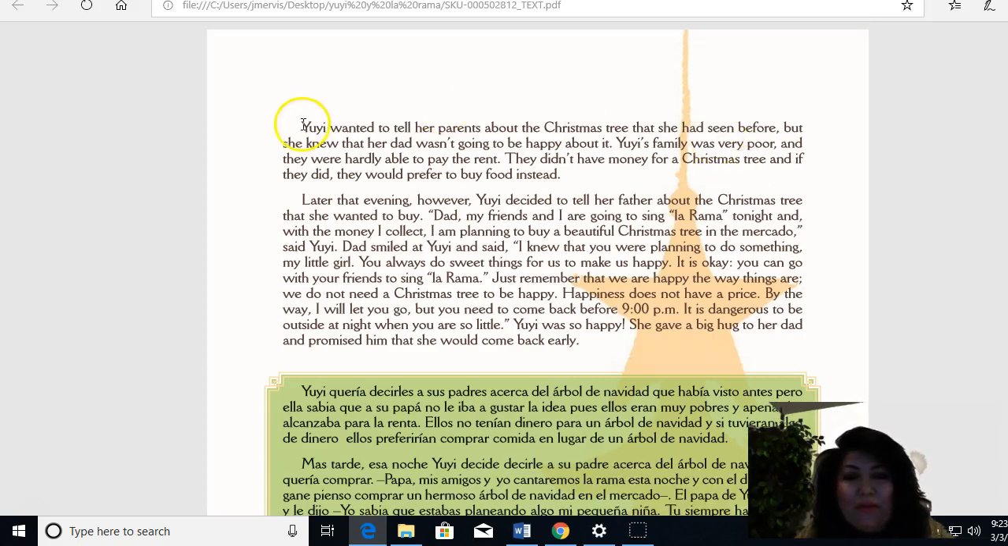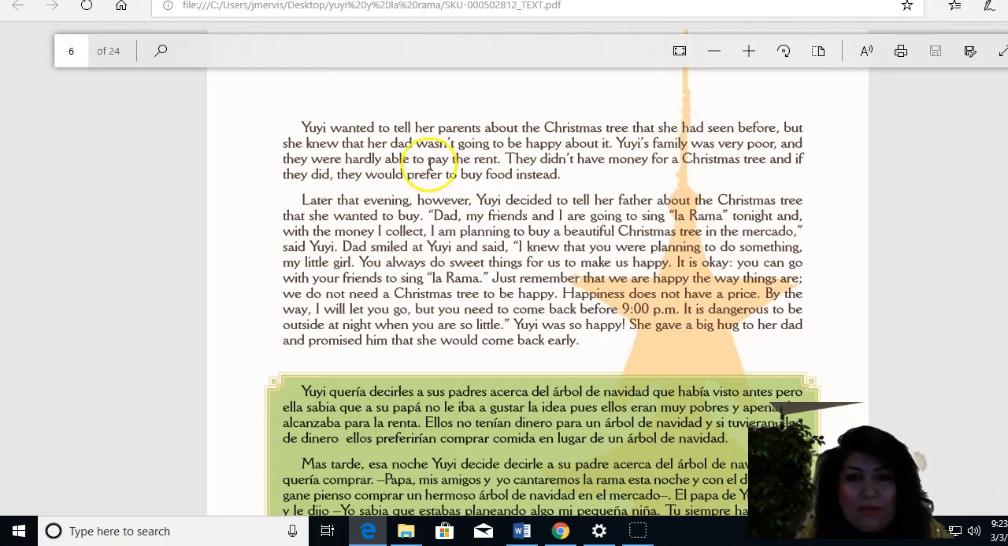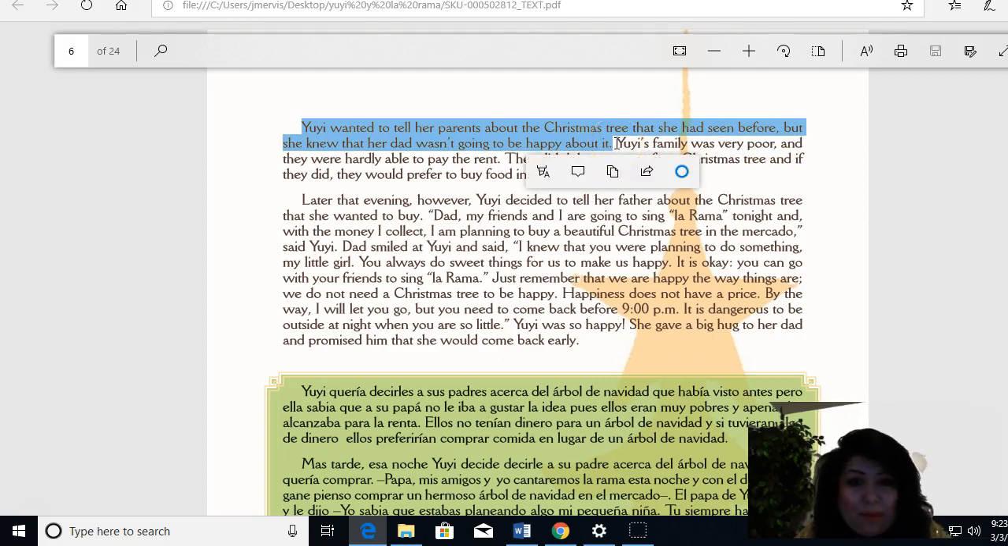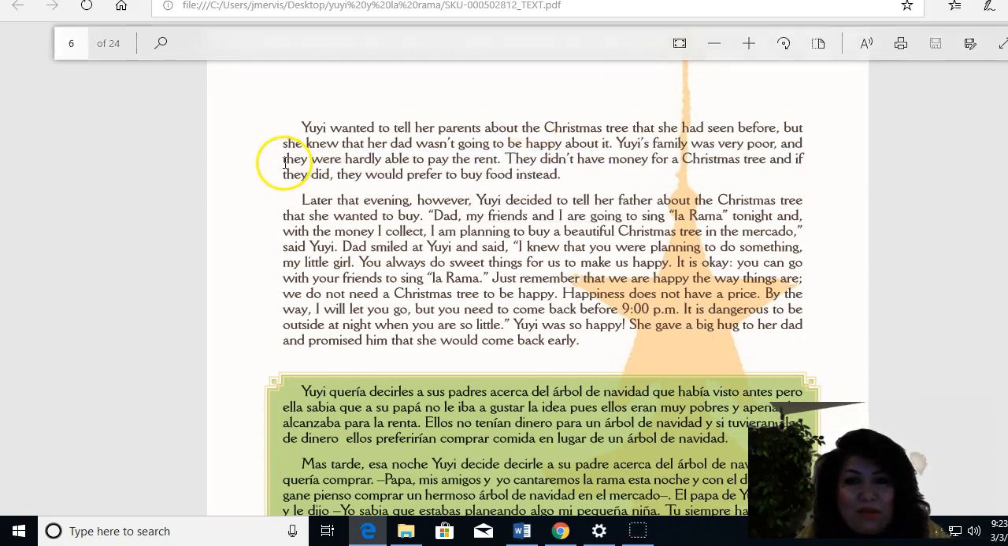So here we have two paragraphs, okay? So let's focus on those paragraphs. Yuji wanted to tell her parents about the Christmas tree that she had seen before, but she knew that her dad wasn't going to be happy about it. That's the problem. Yuji's family was very poor and they were hardly able to pay the rent. They didn't have money for a Christmas tree, and if they did, they would prefer to buy food instead. That may be the solution.